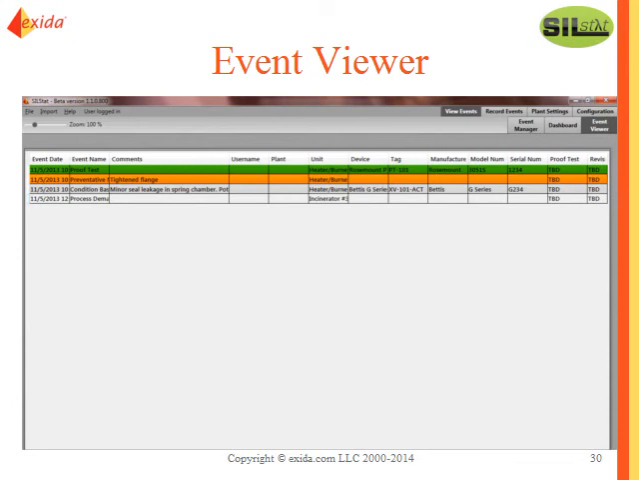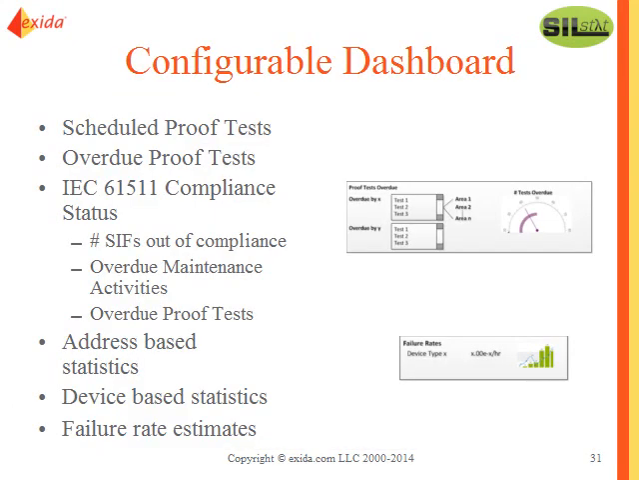So that's the event viewer, and then there's a dashboard that is configurable. You can look at your scheduled proof tests, and the proof tests that are overdue. You can look at your overall 61511 compliance status, so how many SIFs are out of compliance, which could mean there's an overdue proof test or overdue maintenance activities. Address-based statistics show how often there is an issue on a specific address, device-based statistics show how often the issue is with a specific device, and then finally, failure rate estimates. All that is configurable on the dashboard.